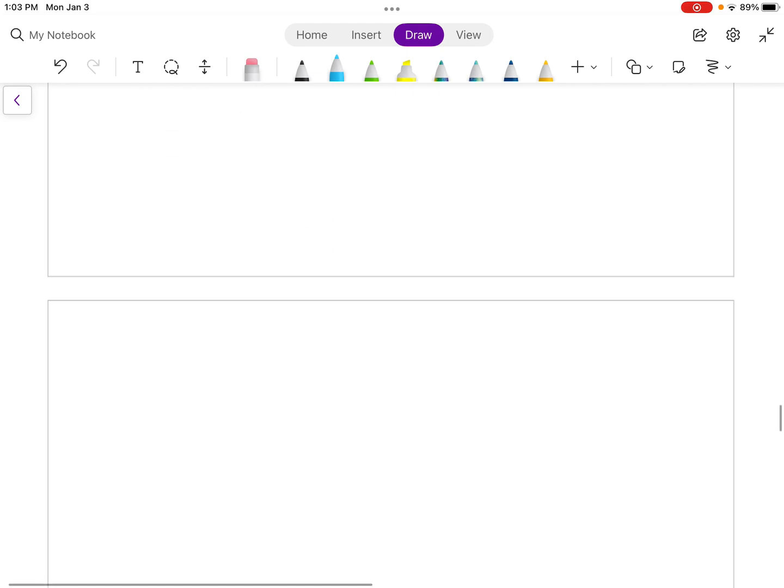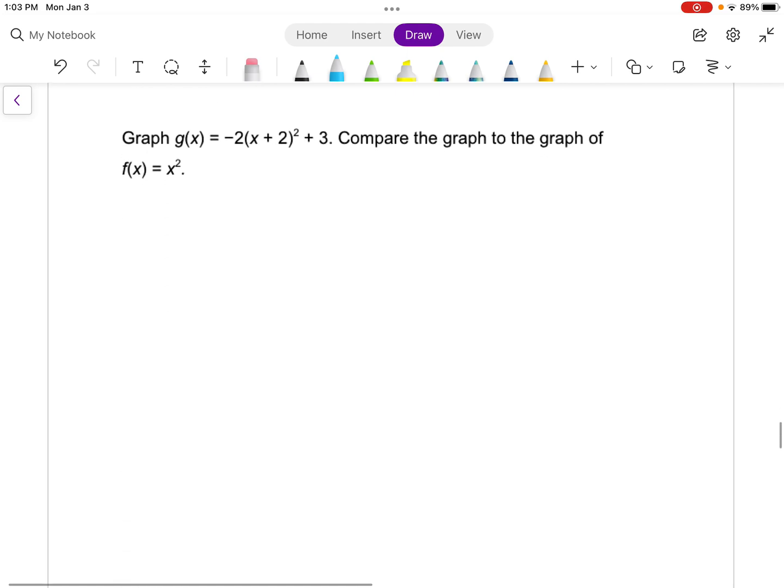Okay, let's kind of put it all together. So let's take this one right here. It says g of x equals negative 2 times x plus 2 squared plus 3. It says compare the graph to the graph of f of x equals x squared. This is just the parent graph, right? This is the original. It wants us to compare that one to it. So pause the video, take just a second. I want you to make a list of all the different transformations. Like how is this graph different from f of x, from the parent graph right there. So pause the video, write down your list of transformations, and we'll come back and we'll talk about it.